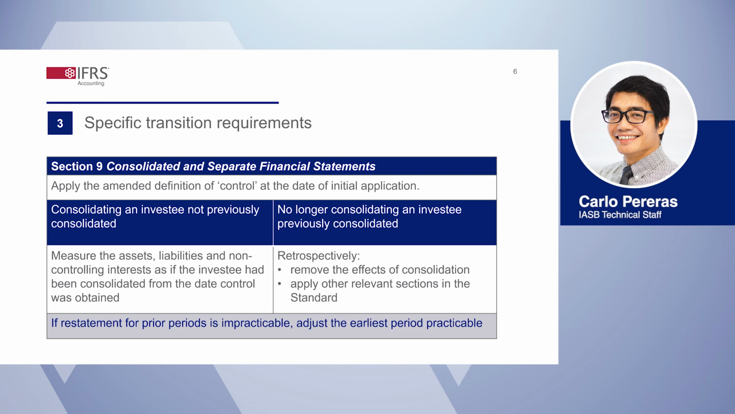So, if an SME prepares consolidated financial statements, also known as group financial statements, the SME applies the amended definition of control and the related requirements at the date of initial application to determine which of its investees are subsidiaries to be consolidated in its group financial statements. In some cases, the SME might determine that it needs to consolidate an investee that it hasn't previously consolidated. In that case, the SME measures the assets, liabilities, and non-controlling interests, including goodwill, as if the investee had been consolidated from the date on which control was obtained.